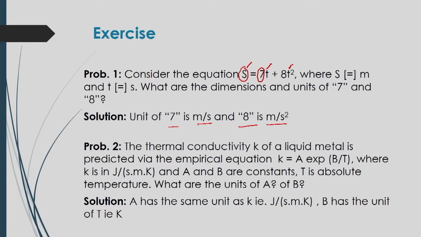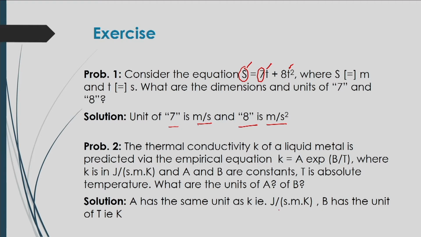The thermal conductivity K of a liquid metal is predicted via the empirical equation K is equal to A into exponent of B T, where K is in joule per second meter Kelvin and A and B are constants. T is the absolute temperature. What should be the dimensions or units of A and B? In this case, similarly, to make it dimensionally homogeneous or consistent, you have to make the unit of A the same as that of K.